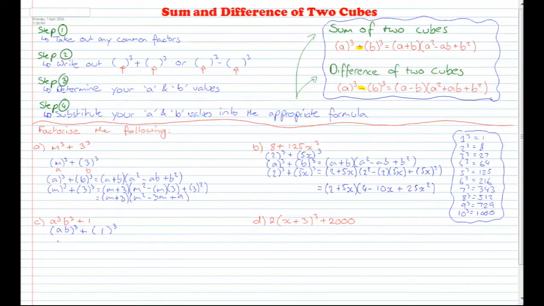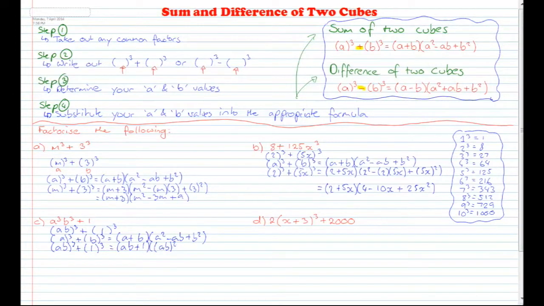So what we go ahead and do now is once again write the formula. So we go a cubed plus b cubed is equal to a plus b, a squared minus ab plus b squared. Go through and substitute now. So our a is ab, so we've got ab cubed plus our b being 1 cubed is equal to, so once again our a is ab, our b is 1, a squared, so that's going to be ab squared.